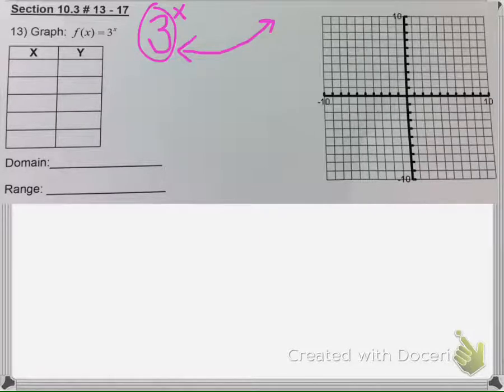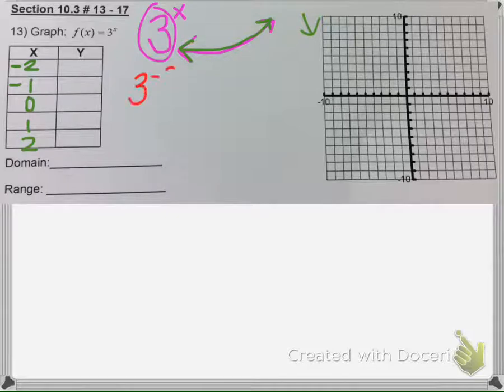Okay, so now to graph, we're going to go ahead and plug in whatever numbers we want for x. So I'm going to go with -2, -1, 0, 1, and 2. You can pick whatever numbers you want as long as they fit on this graph, and you'll get a shape that will look like this. And we know that because it's an exponential function. So now we're going to plug in these numbers for x.